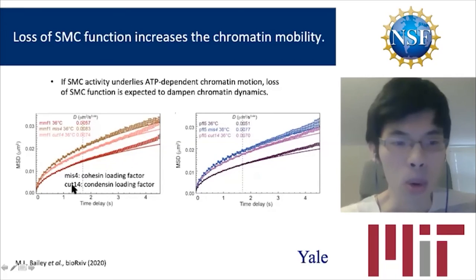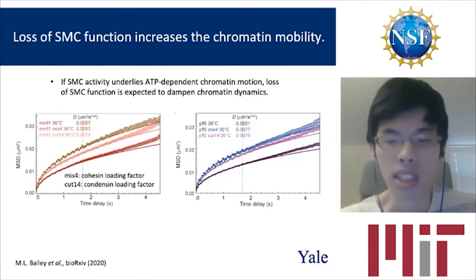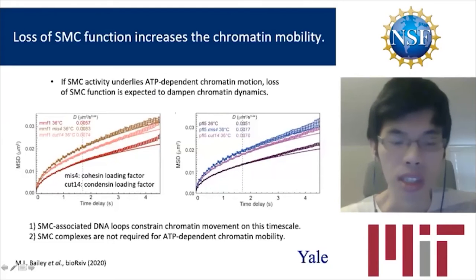However, when we disable SMC function by employing temperature-sensitive mutations of the SMC loading factors, the MSDs are not lowered. Instead, they are elevated and the diffusion coefficients have profound increases. So this finding is surprising given the assumptions of the existing loop extrusion model. And this is observed in different loci, for example, MMF1, PFL5, and many others. So these observations suggest that SMCs actually constrain the chromatin motion, and they are not required for ATP-dependent chromatin mobility.